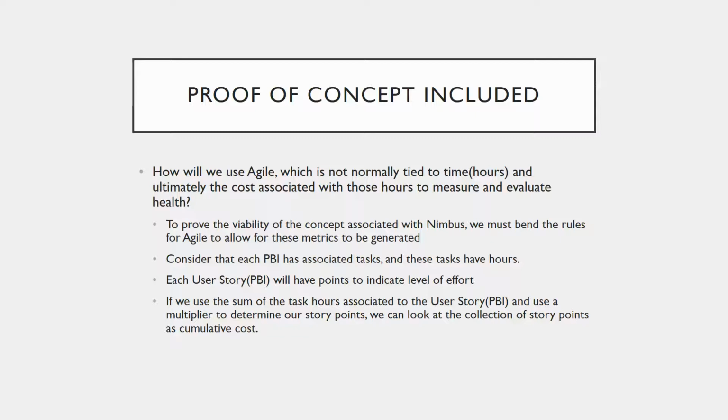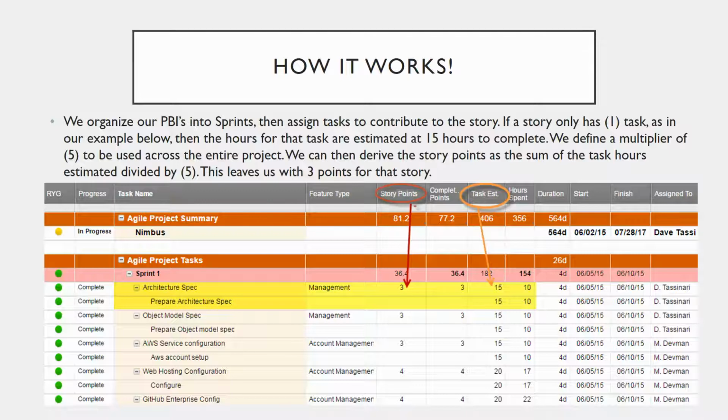So consider that each story, each product backlog item, has tasks associated with it, and these tasks have hours. Each user story will have points to indicate the level of effort in a traditional Agile environment. If we use the sum of the task hours associated to the user story and use a multiplier to determine the story points, you can take a look at the collection of story points as cumulative cost. This multiplier is a fictional number. I use 5, some people can use other ones, it doesn't really matter, but it must be consistent across the entire planning of the project.